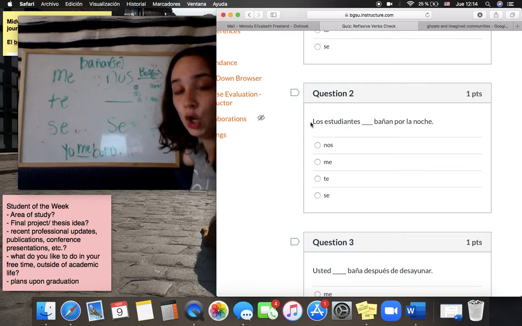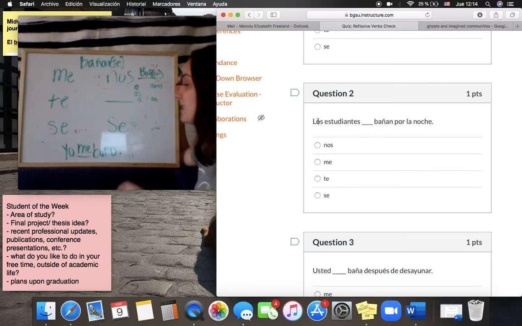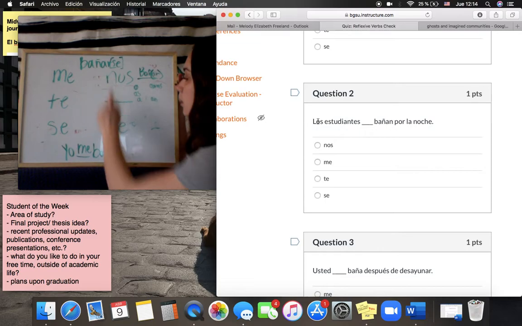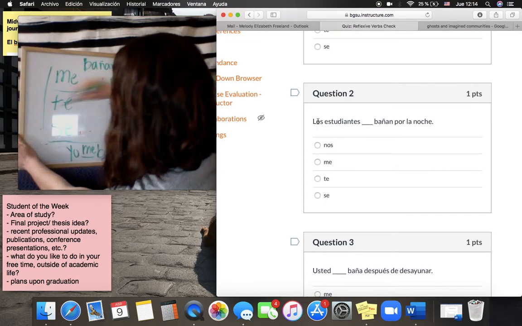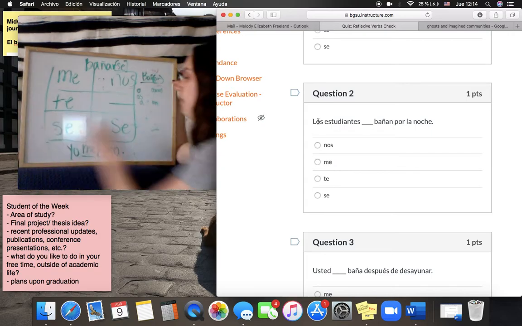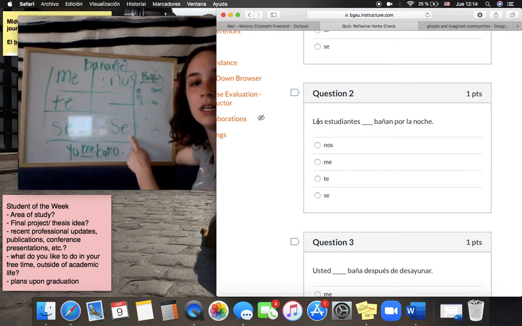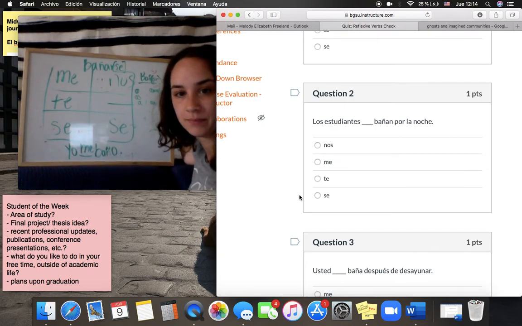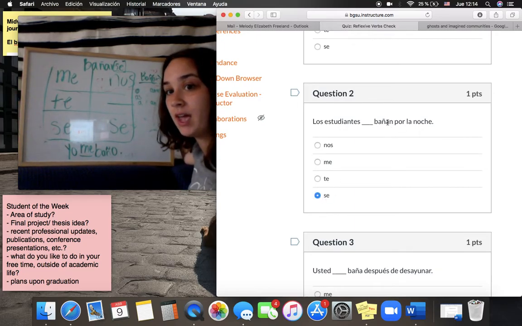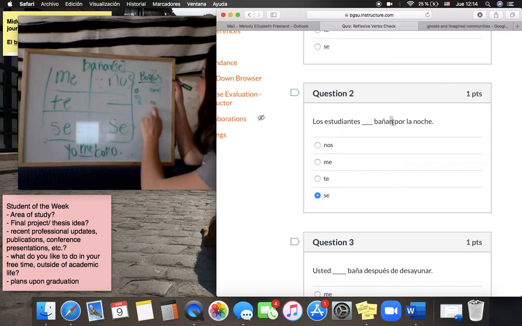In this case, los estudiantes. That's they. So if we think about in our chart, right, this is usually our chart right here, they would be this one. So it's going to be los estudiantes se bañan por la noche. And again, this bañar is the normal, right, we have our AN at the end for they.